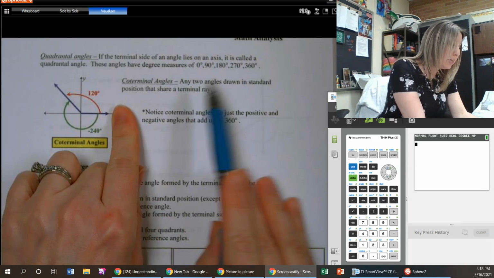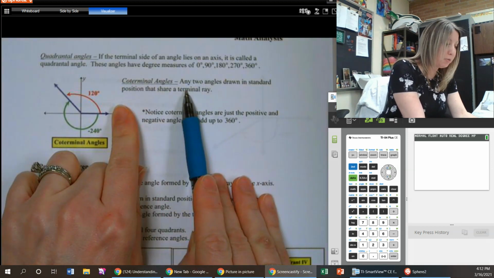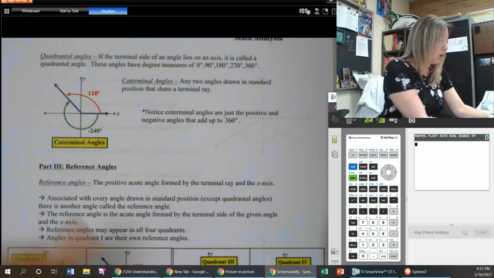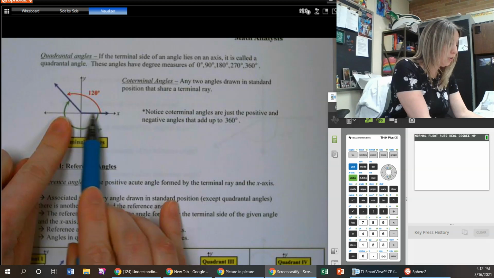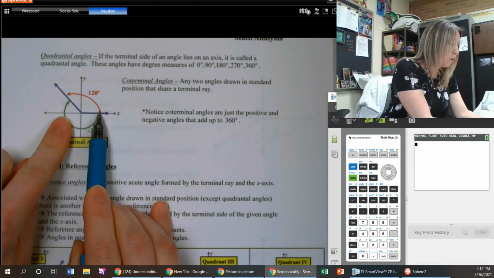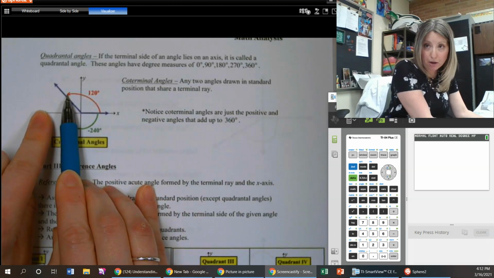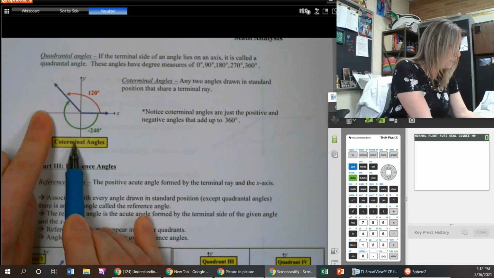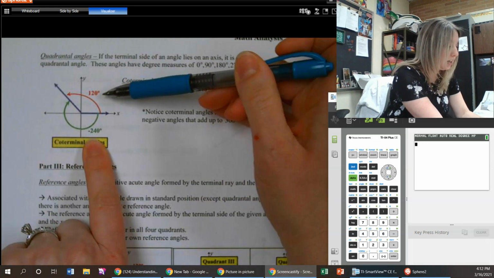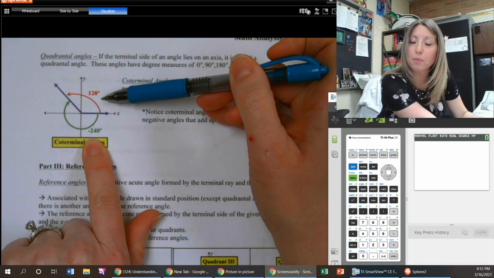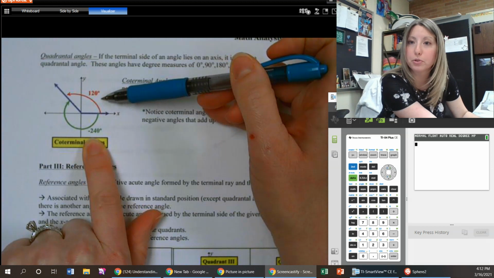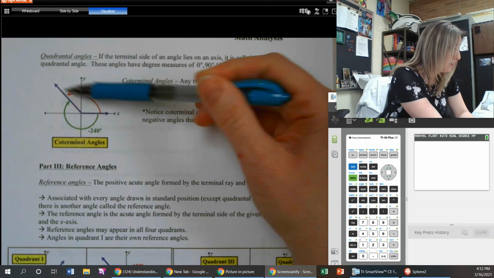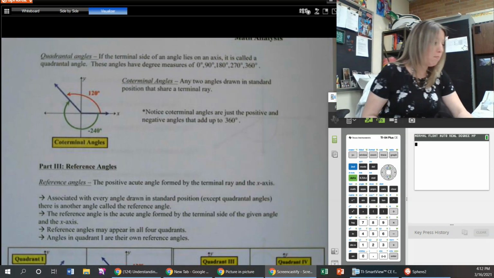Coterminal means it's two angles drawn in standard position that share a terminal ray. One of them is positive and one of them is negative. So that means they both have their initial side being the positive x-axis. The one you draw counterclockwise is your positive. The one you draw clockwise is the negative. These guys are coterminal. Essentially, absolute value-wise, they'd add up to 360 degrees. They'd add up to the full circle. Okay, that's coterminal angles, sharing their end ray.